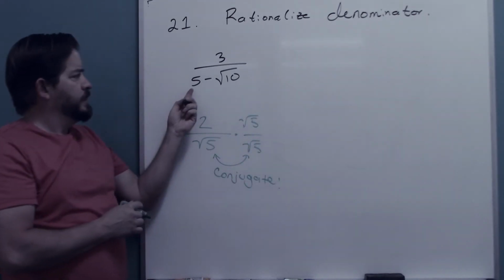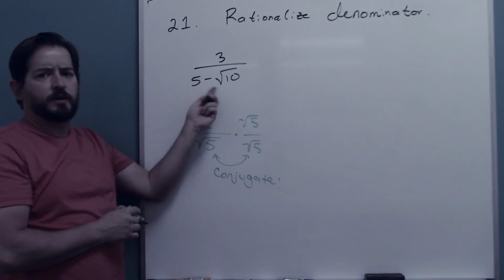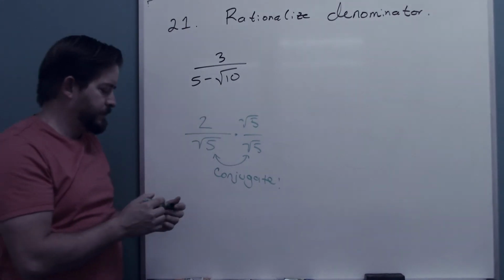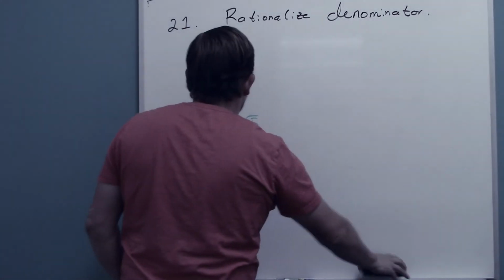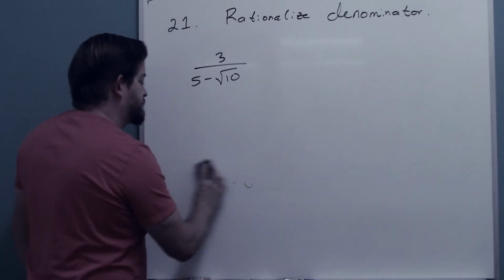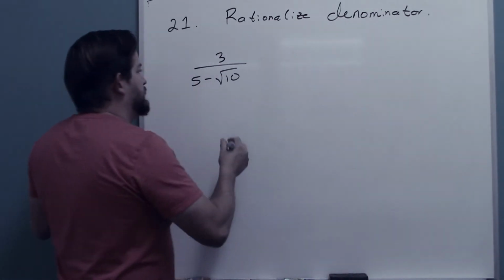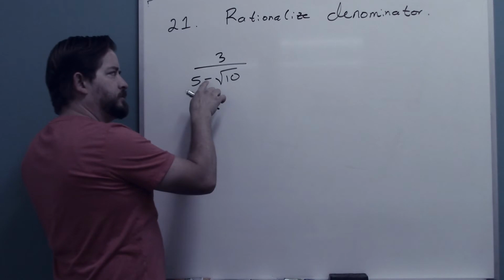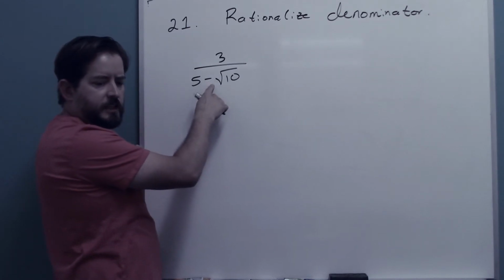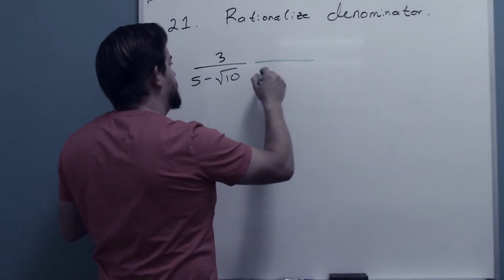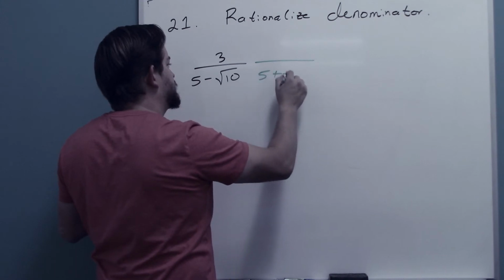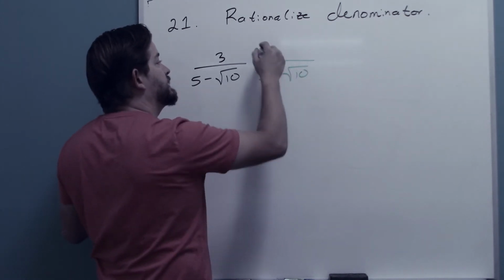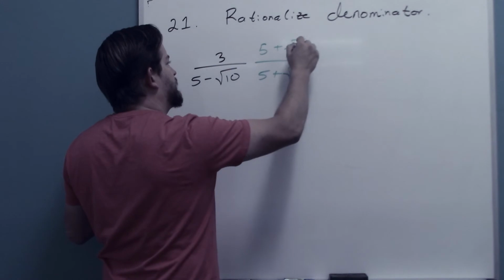These two, this thing is its own conjugate. But when I have a number that has both a rational part and an irrational part, then I have to play with it a little bit. That conjugate is the same number except with a plus. I'm going to just change the sign between the two of these things. And so I'm going to go 5 plus the square root of 10 and see what happens. But of course I have to do that top and bottom.